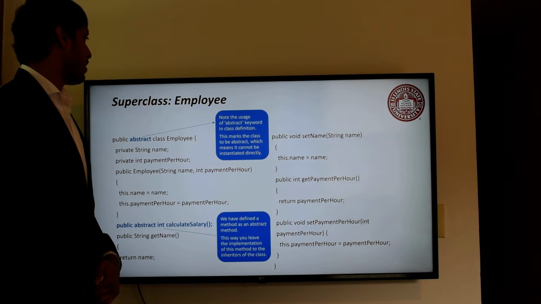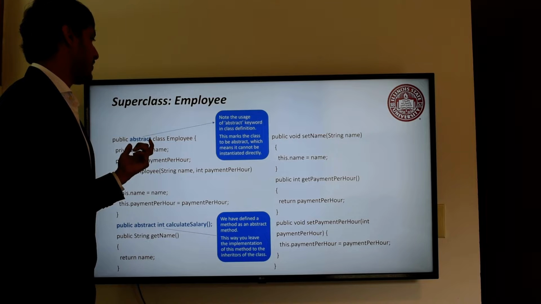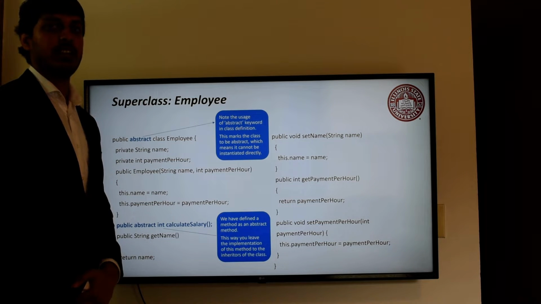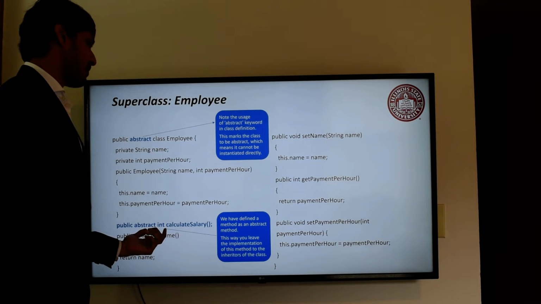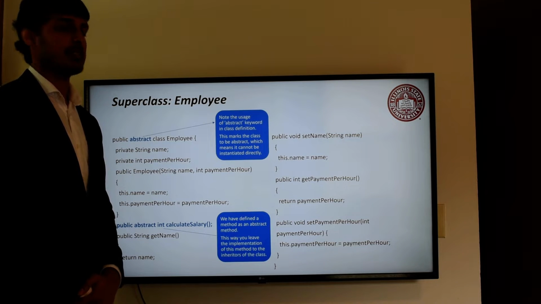Here is the example of superclass employee. Note the usage of the abstract keyword in the class definition. This marks the class to be abstract, which means it cannot be instantiated directly. This is a constructor. Here is an abstract method. This way you leave the implementation of the method to the inheritors of the class.